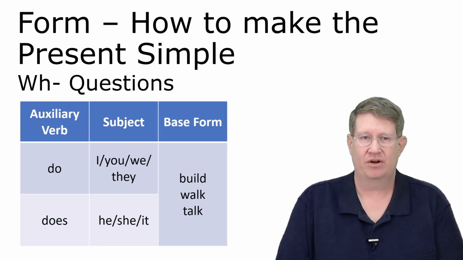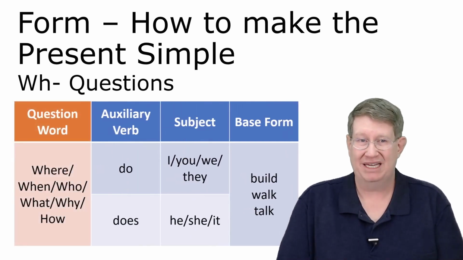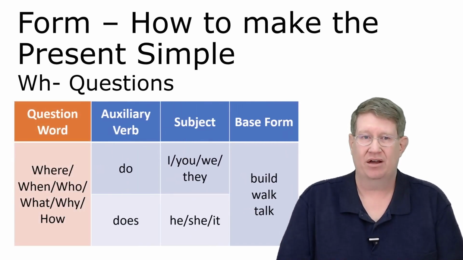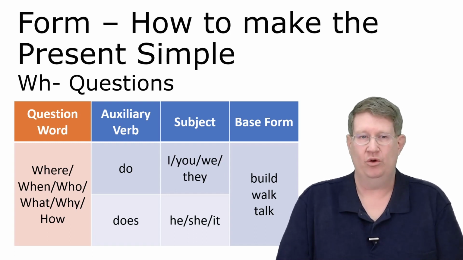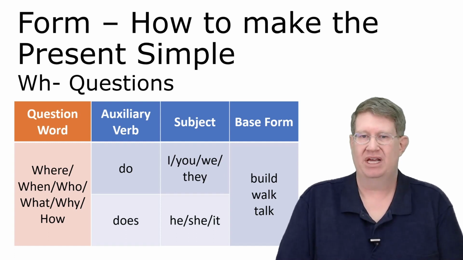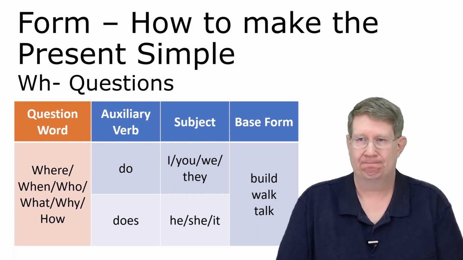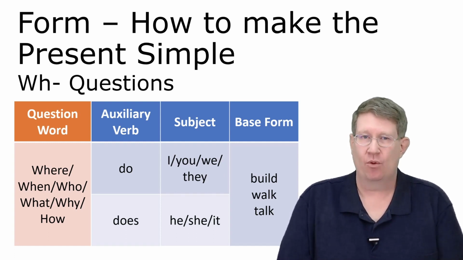Okay. Now there's one other type of question, which is WH questions. From here, it's very simple. All we do at the beginning of the sentence is we add our question word. Where do you build? Where does she walk? How do they talk? Okay? All right. So that's the form.